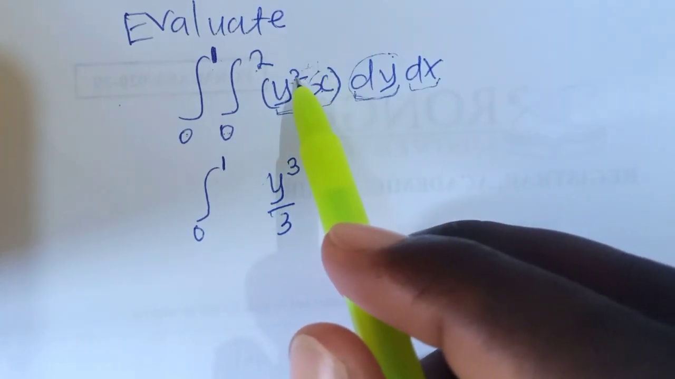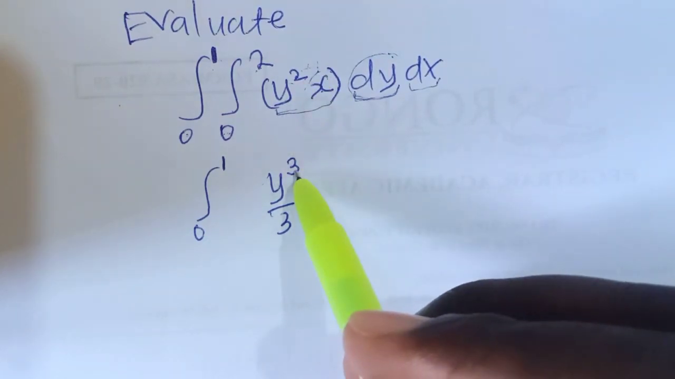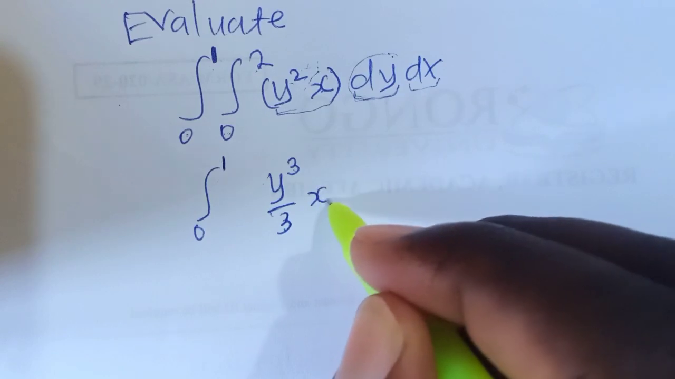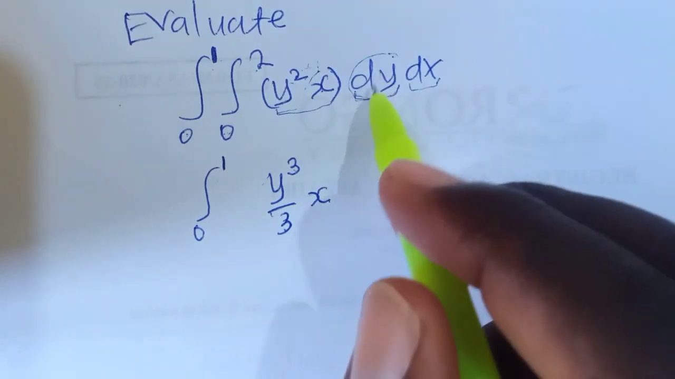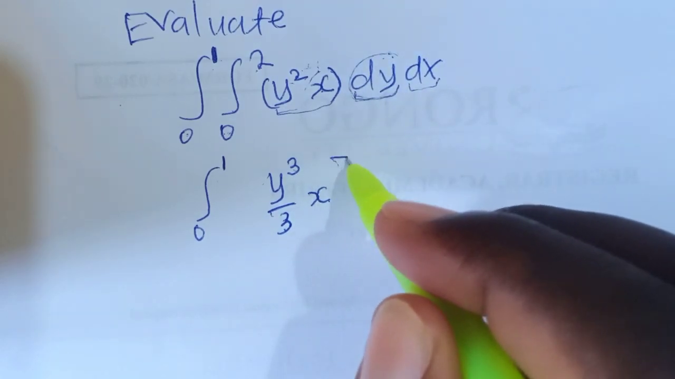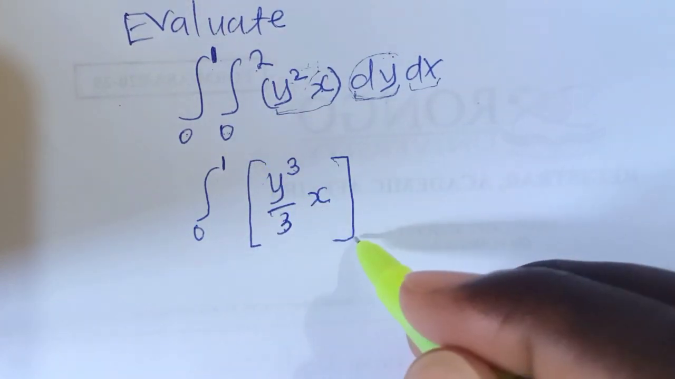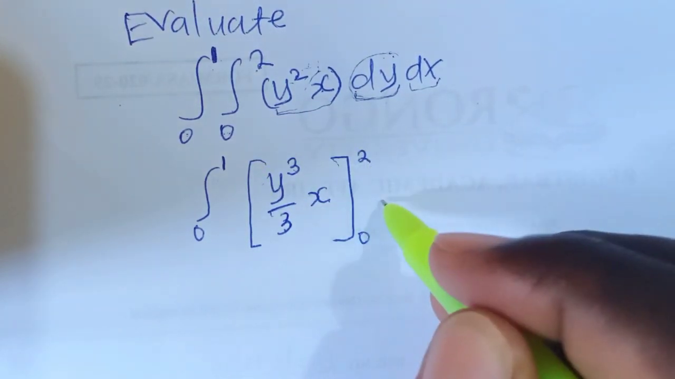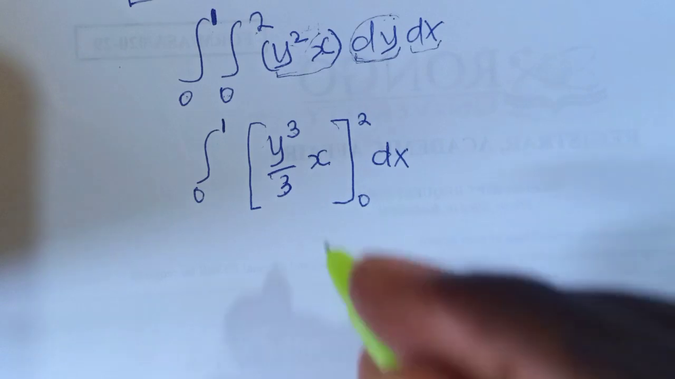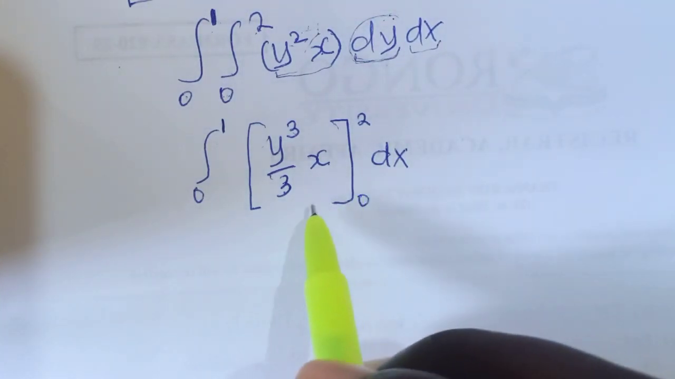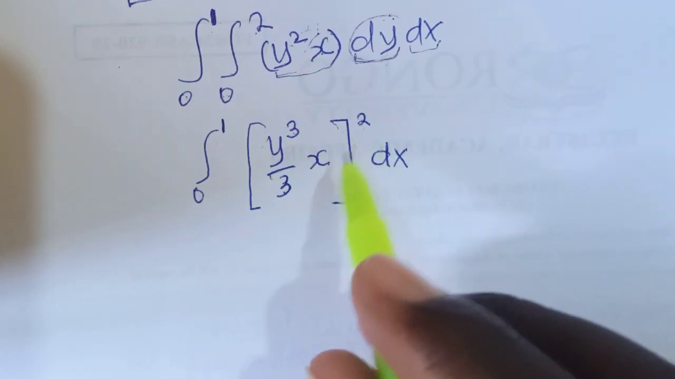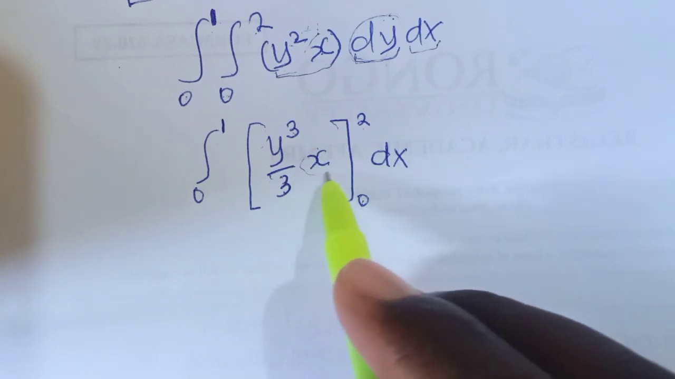If we add 1 to the power, 2 plus 1 is 3. So this is the 3 that I have. Then I also divide with the new power, which is 3. Then I keep x constant, since I have partially integrated with respect to y. Then I will have the limits from 0 to 2, then we have dx. Now, ladies and gentlemen, I have to fix the limits, from 0 to 2 in y alone, but I will keep x constant.